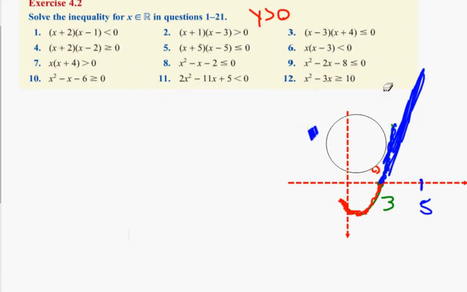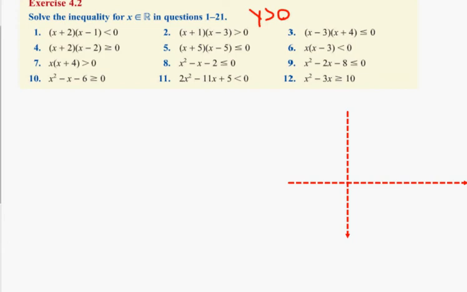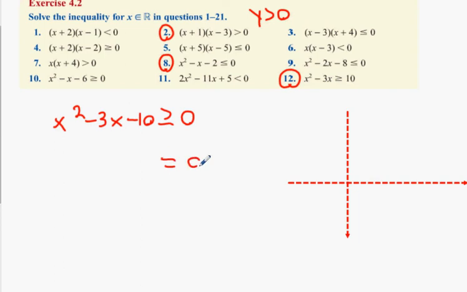What about the likes of question 12? So I've done 2, 8. How am I doing for time? 15 minutes on the clock. We're doing great. Right, 12. What about 12? Bring the 10 over to your side. Minus 10 greater than or equal to 0. But I'm going to use equals 0, aren't I? What's the reference number? So x.